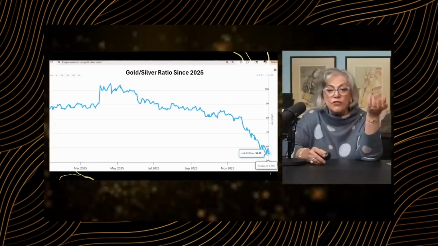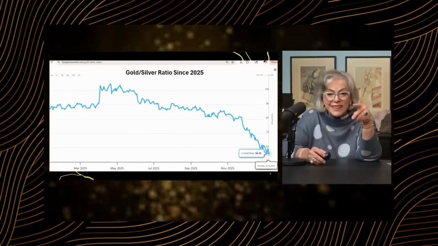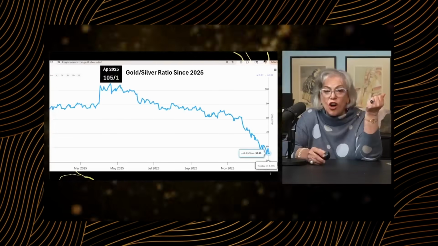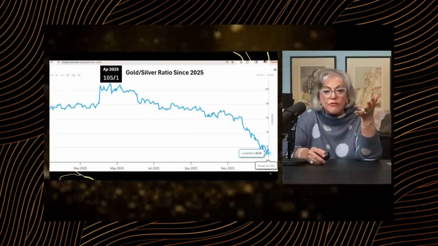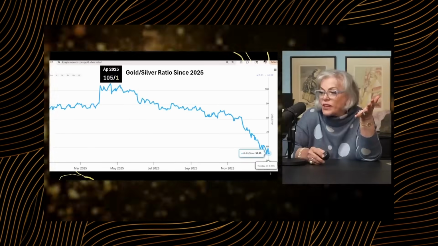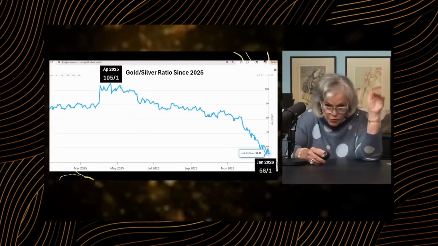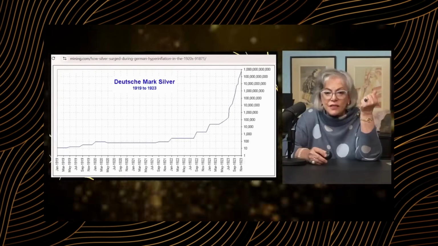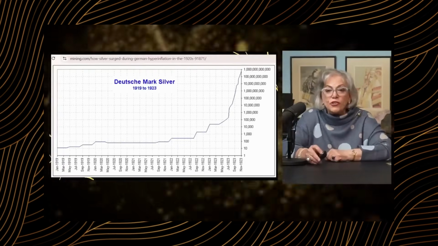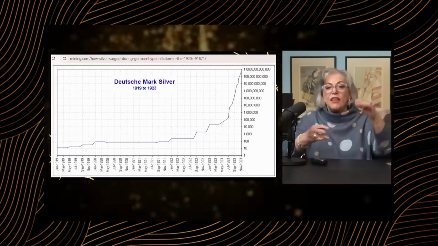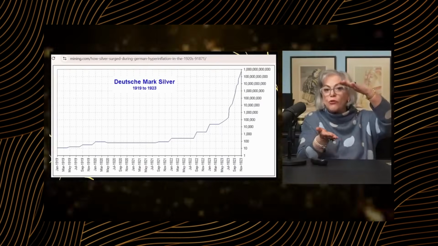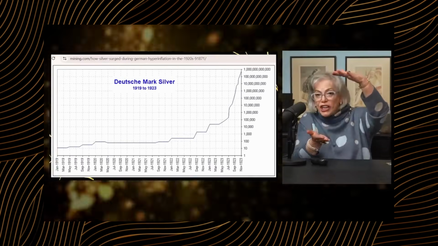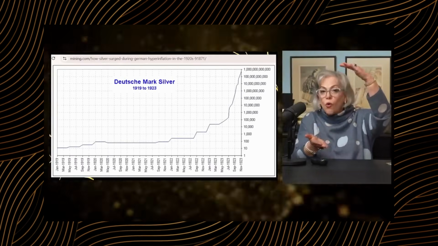And this is the gold to silver ratio since the beginning of 2025. And you can see how that has gone down, right? From 105 in April of 2025, testing that resistance level on the top, to whatever it is right now, 66, 68 to 1. But I've also told you many times that we will see that ratio grow more narrow. And then once we go into hyperinflation, then it changes again and it'll grow wider.